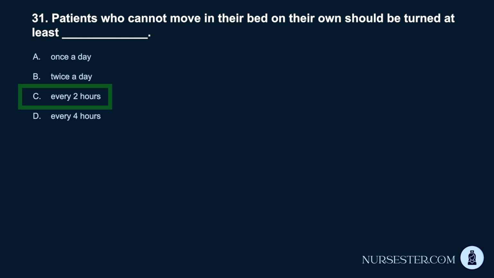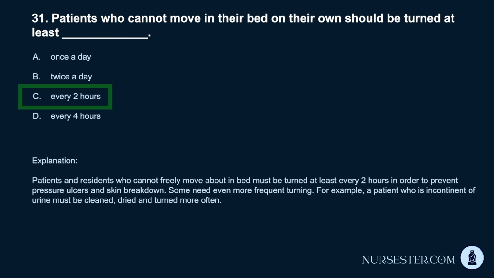Every 2 hours. Patients and residents who cannot freely move about in bed must be turned at least every 2 hours in order to prevent pressure ulcers and skin breakdown. Some need even more frequent turning. For example, a patient who is incontinent of urine must be cleaned, dried, and turned more often.